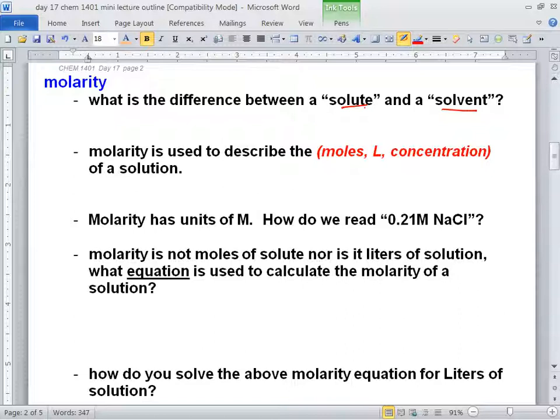So a solute needs to dissolve, right? If it doesn't dissolve, it's going to lay on the bottom, and that's not going to be much of a solution, right? You want it to be the same throughout. You want it to be homogeneous. So a solute definitely better dissolve in the solvent.